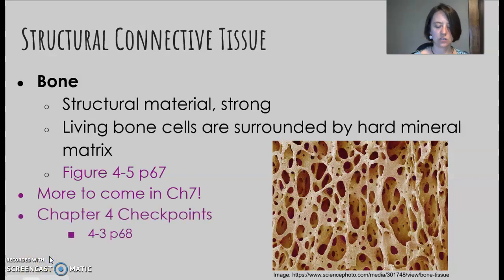So make sure you can answer these questions. What is the general term for the intercellular material in connective tissue? So what surrounds the cells in connective tissue? What protein makes up the main fiber in connective tissue? So what is the most common protein fiber in connective tissue? And 4.5, give some examples of circulating, generalized, and structural connective tissue.